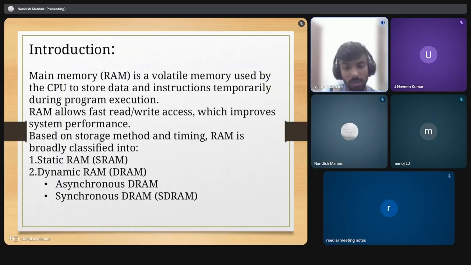Based on the storage method and the timing, RAM is broadly classified into static memory, that is SRAM, and dynamic memory, that is DRAM. DRAM is again classified into two types: synchronous and asynchronous. This classification helps in choosing the memory based on speed, cost, and applications. Next slide.